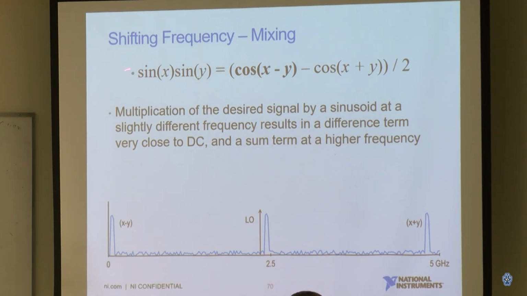This is called frequency shifting, another term called mixing. So we use the local oscillator to mix the signal you try to analyze to create the signal next to the DC. And then we can do the signal analysis. And we don't need to pay money to analyze a lot of not useful data.